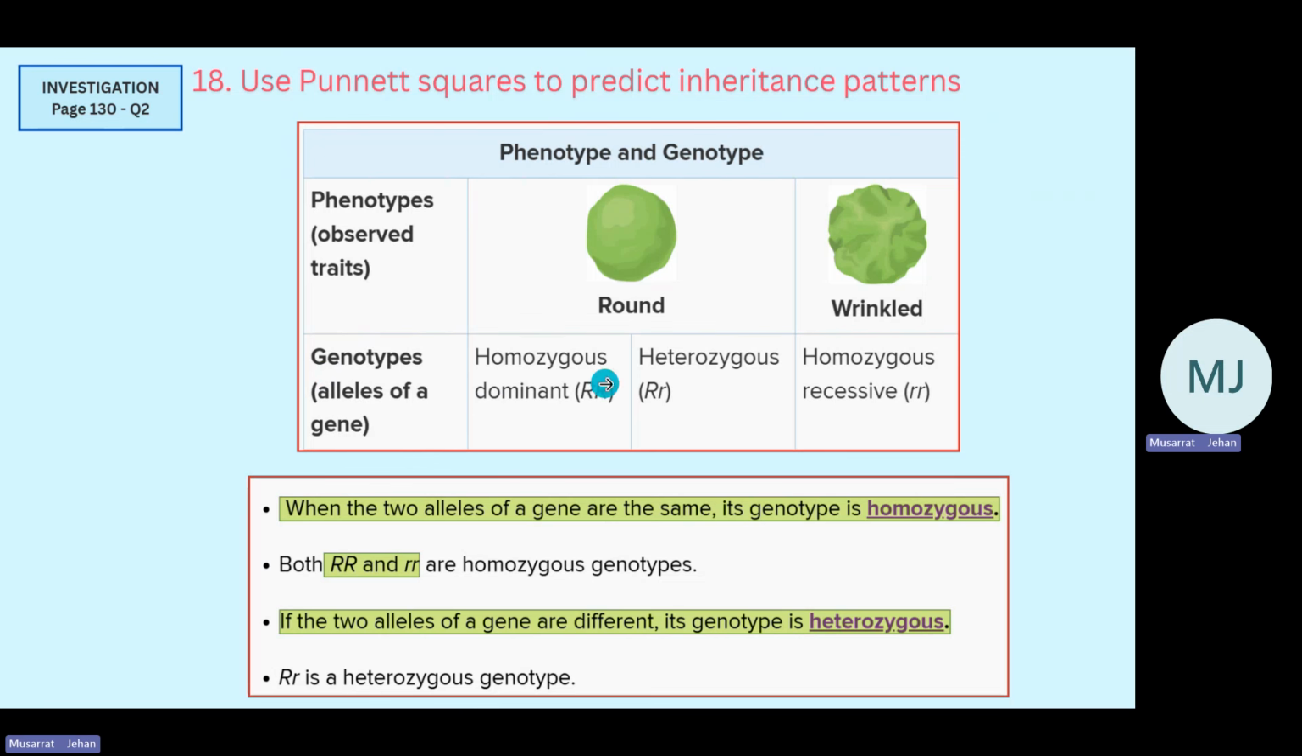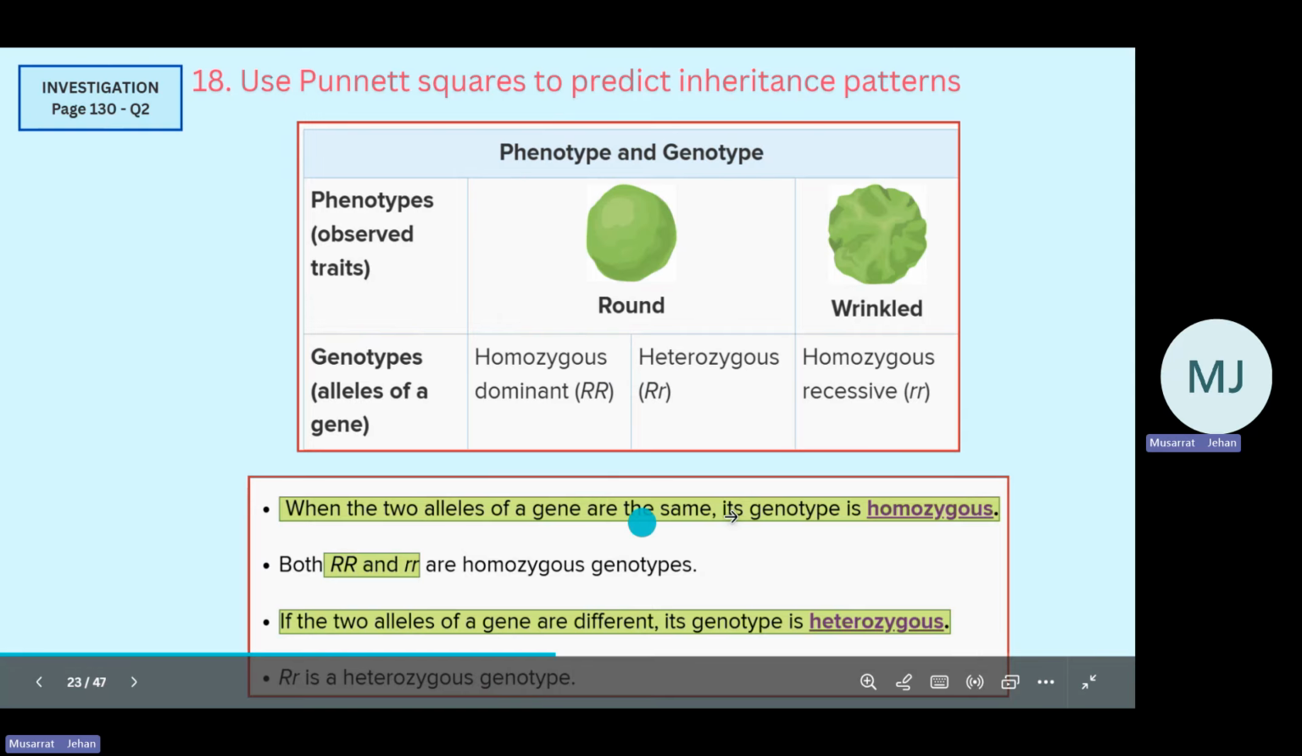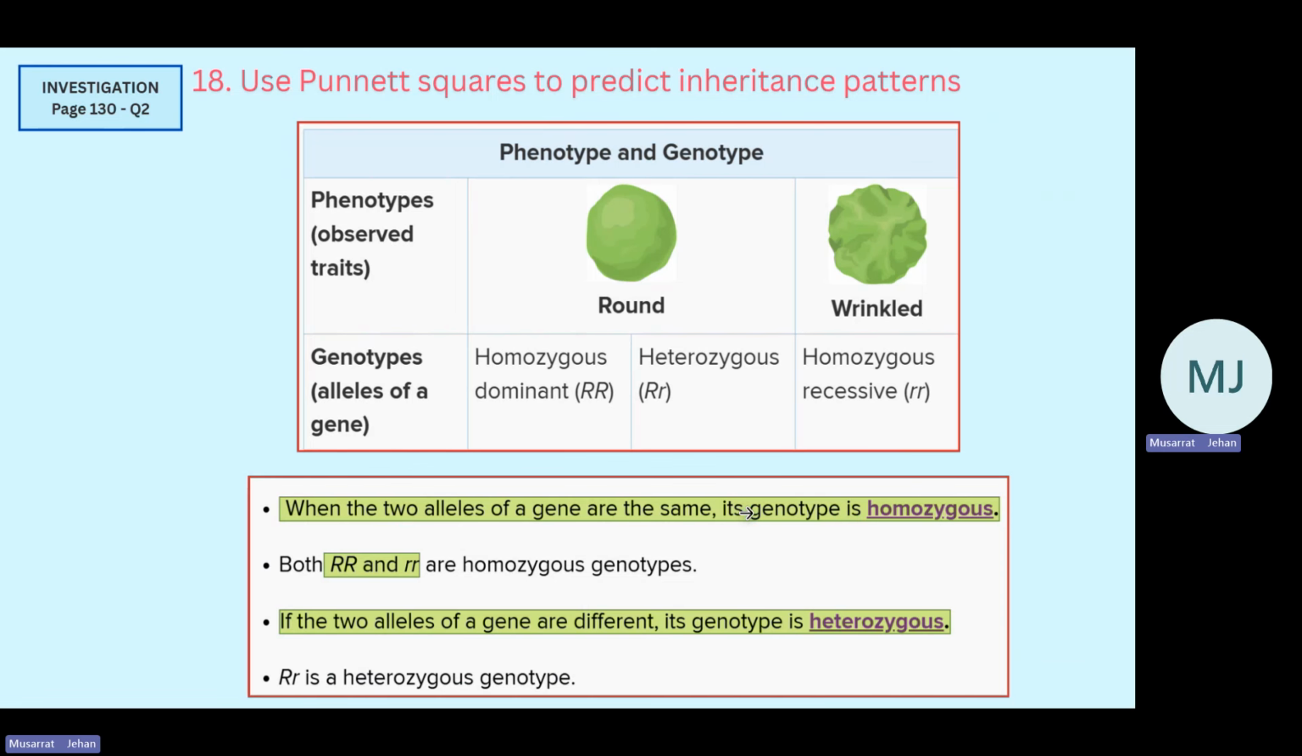Now genotypes can be of two types. It can be homozygous and it can be heterozygous. Homo means that both the alleles are of the same type. Both are either uppercase capital letters or both are small letters. If they are capital letters, we say homozygous dominant. If they are small letters, we say homozygous recessive. And heterozygous is a mixture, one capital, one small. So when the two alleles of a gene are the same, its genotype is homozygous. Both capital R and small r pairs are homozygous when the letters match. If the two alleles are different, then it is heterozygous.